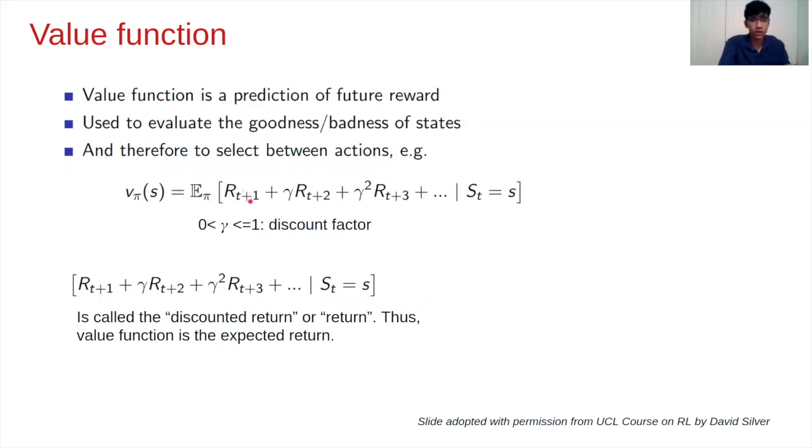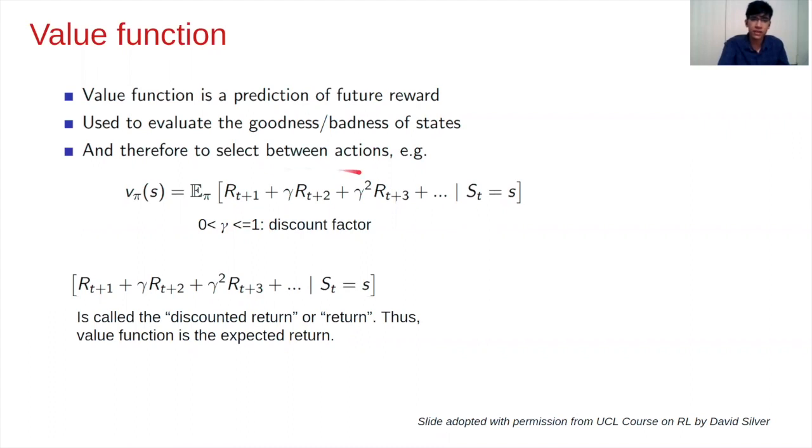You take your current reward, you take the next reward and the next reward, and so on. However, there is a discount factor, this gamma, which keeps getting multiplied. So the first reward is taken as it is. The next one is multiplied by gamma. The next one is multiplied by gamma square, and so on. And gamma is a discount factor. Gamma is always between 0 and 1.